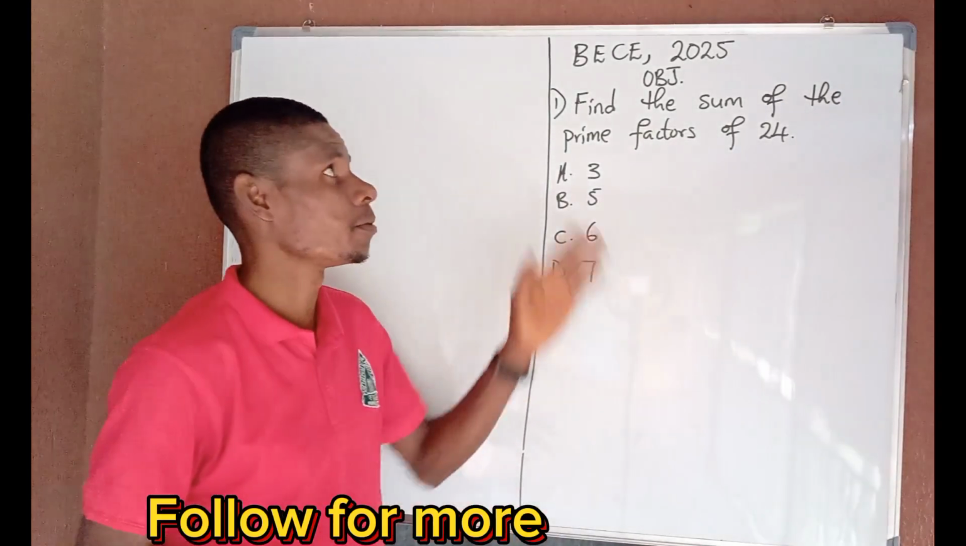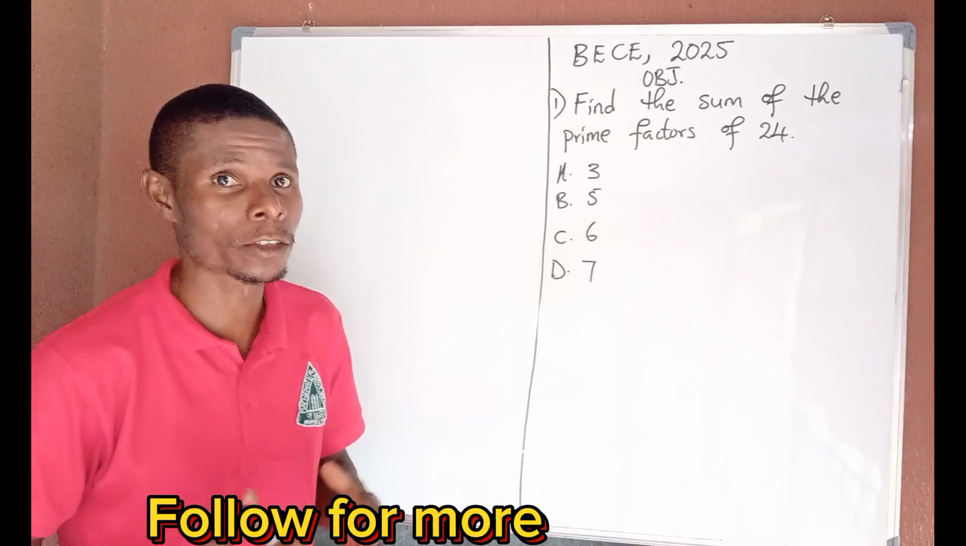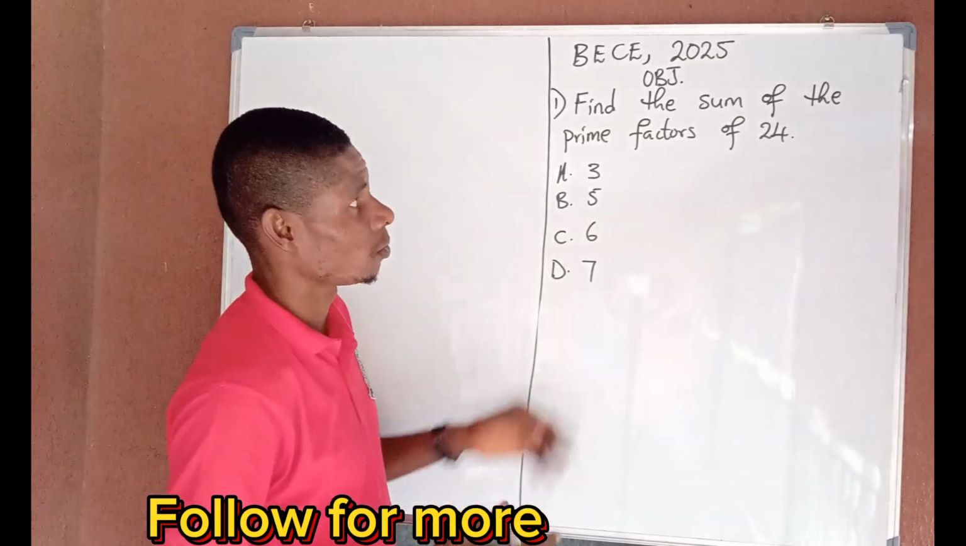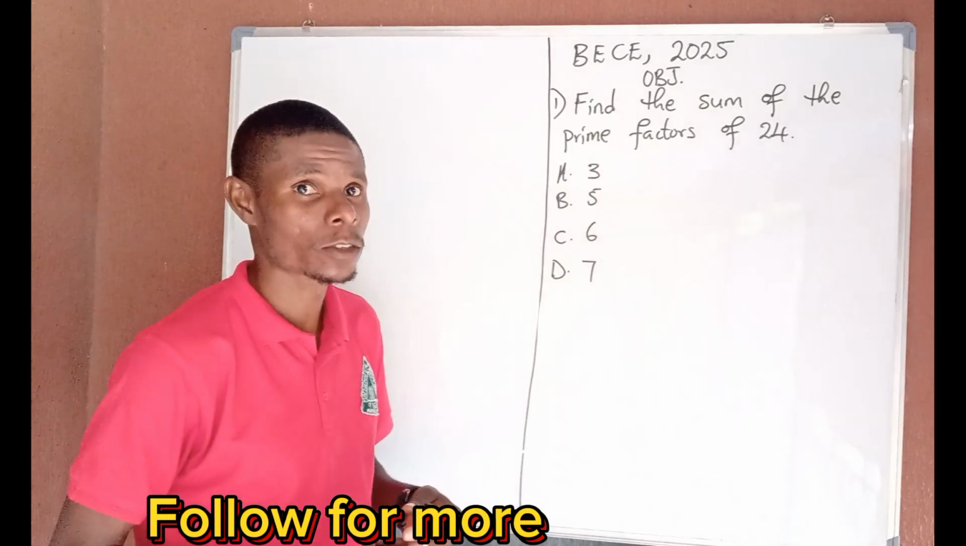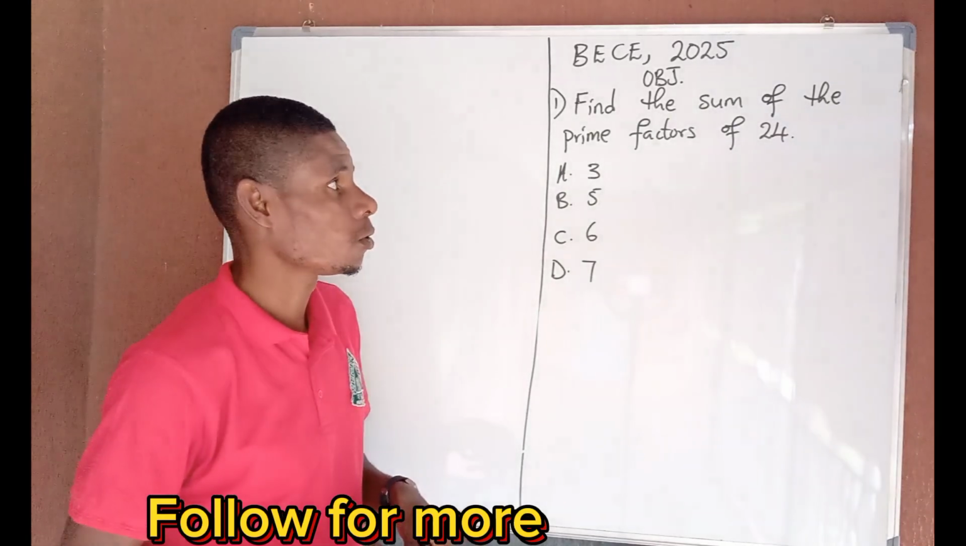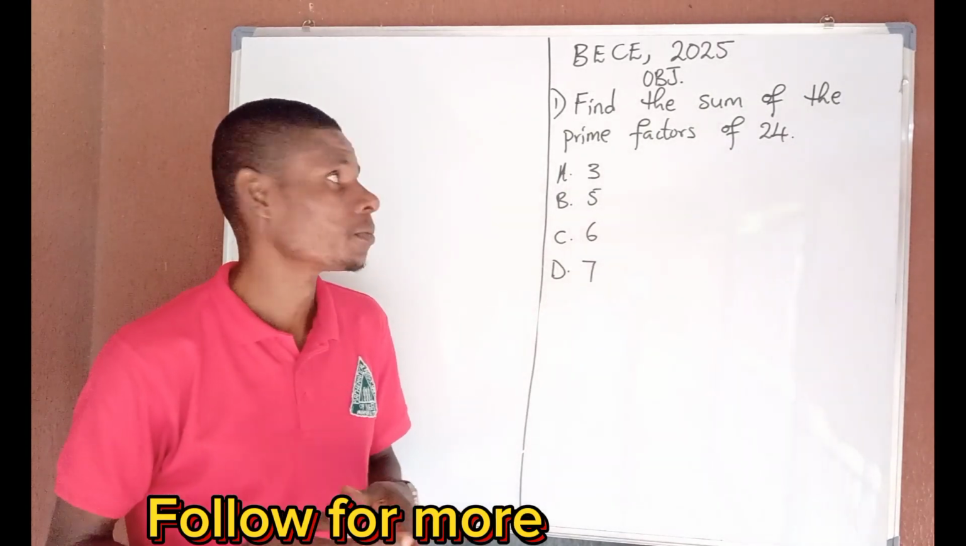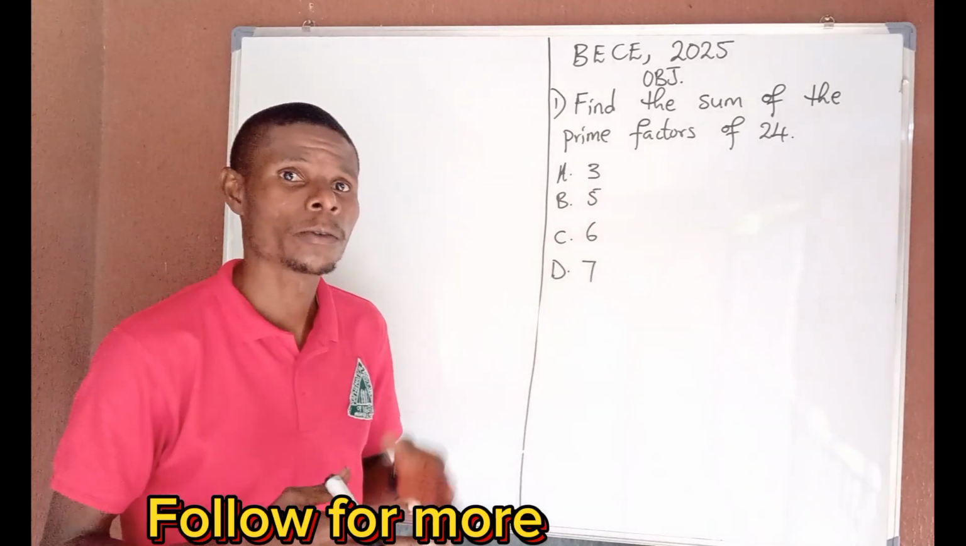So here we have BESE 2025 OBJ question number 1. All right, so we are asked to find the sum of the prime factors of 24. Okay, so we start with factors.